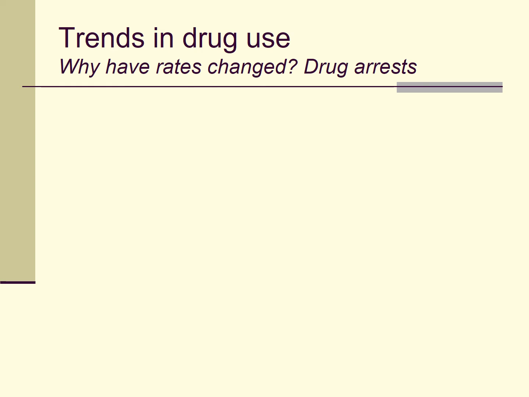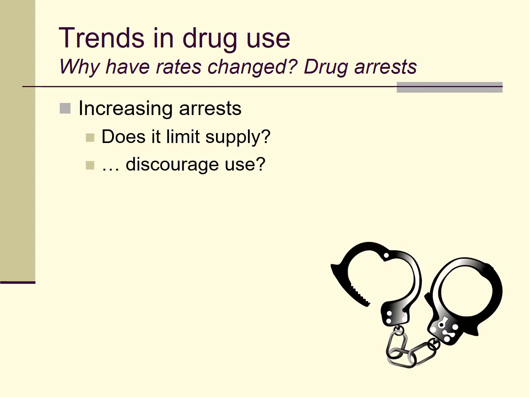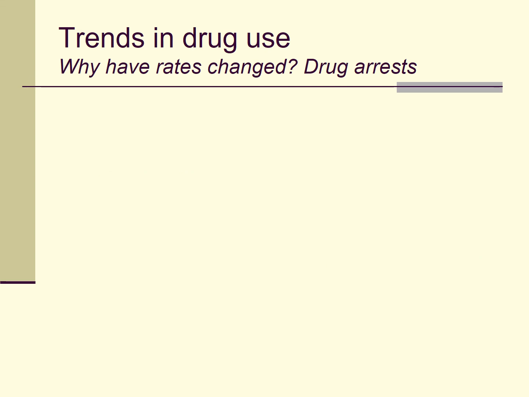A related idea is the rate of arrest for drug crimes. Perhaps if we look at periods of time in which there's a lot of arresting for drug crimes, perhaps that limits the supply of drugs or discourages people from using drugs because they're afraid of being arrested, and perhaps changes in patterns of arrest can explain, at least somewhat, changes in patterns of actual drug use. That seems like a reasonable explanation. It seems like a good potential theory, but I don't think it really holds up based on the available evidence that we have.